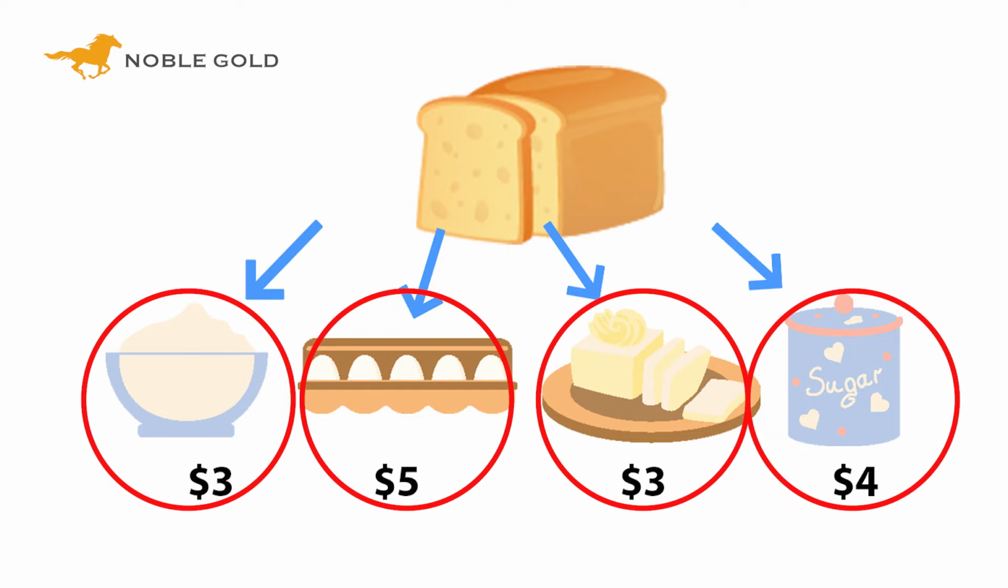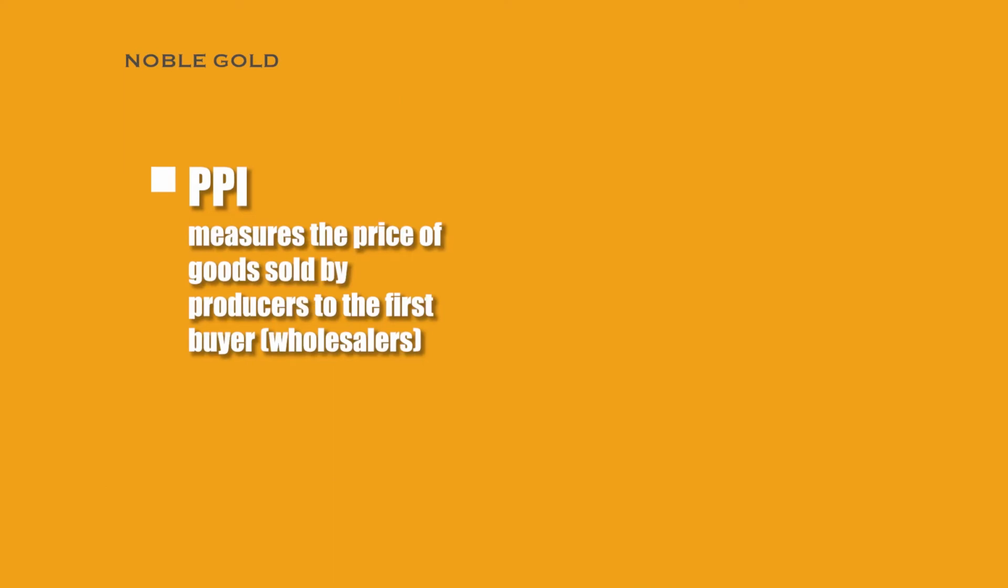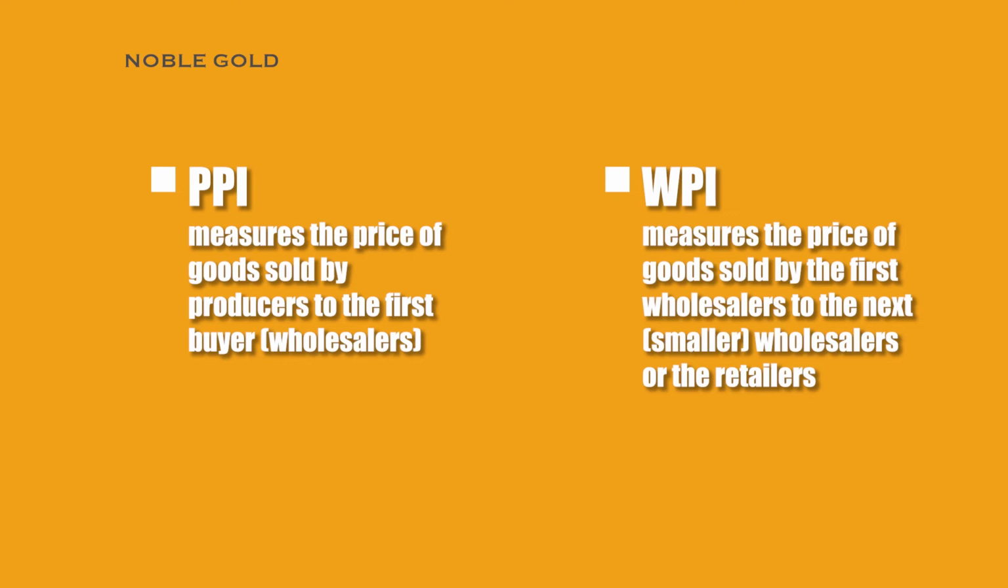The US doesn't use a WPI, we use the Producer Price Index, or the PPI. PPI measures the price of goods sold by producers to the first buyer, wholesalers. Meanwhile, the WPI measures the price of goods sold by the first wholesalers to the next smaller wholesalers, or the retailers.